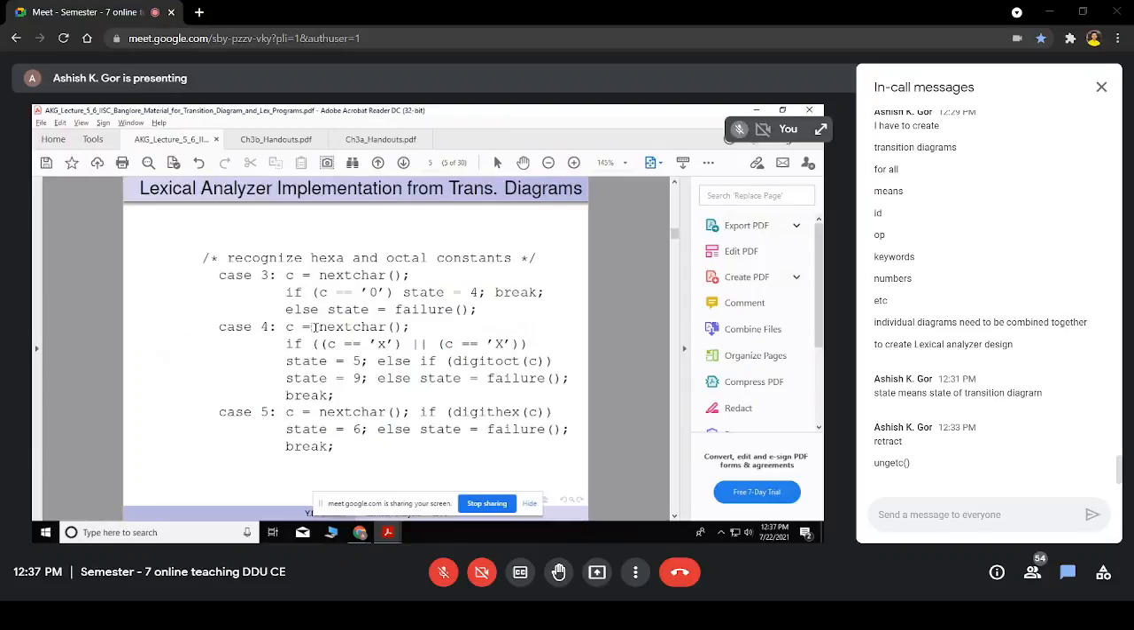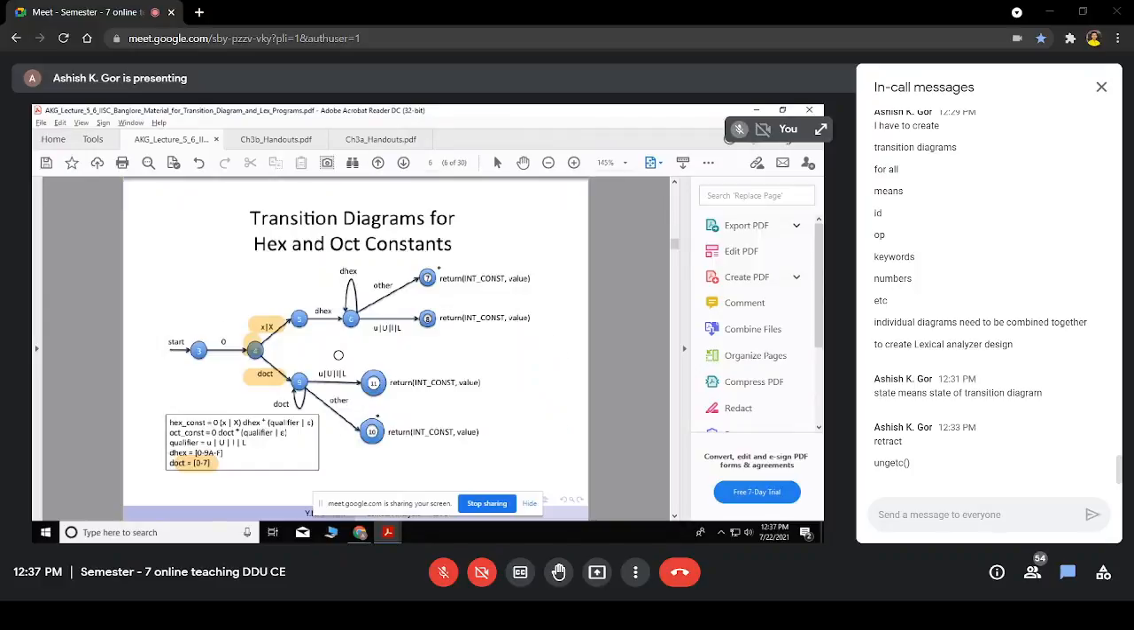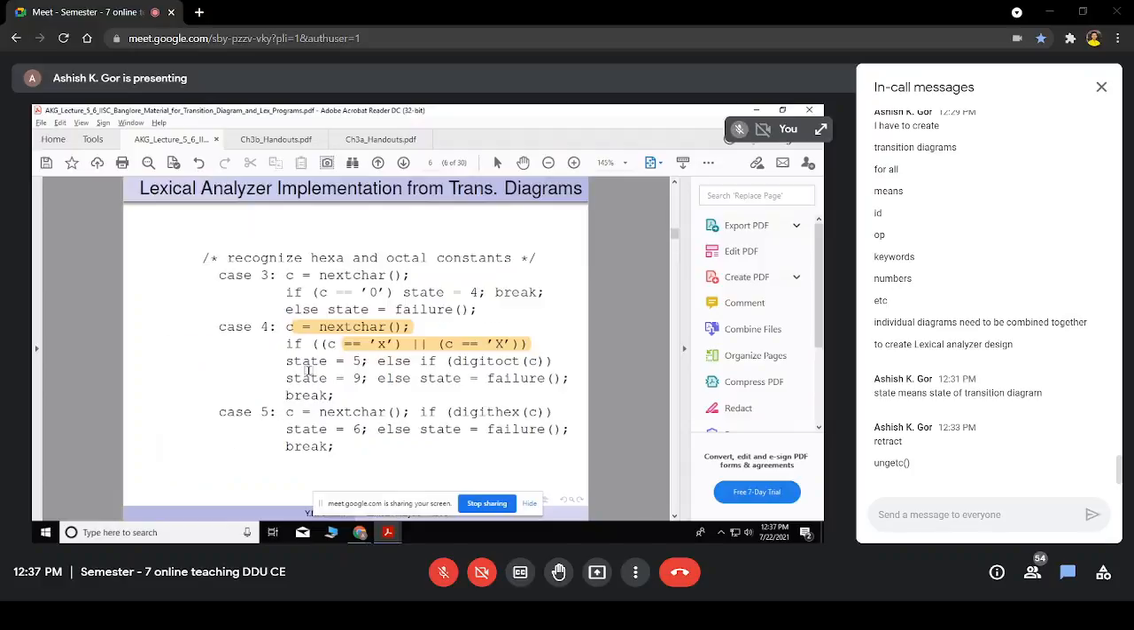So in case 4, if you take the next character, if it is x or capital X, it is allowed. You will go to state 5. If it is any number from 0 to 7, you will go to state 9. If it is something else, failure.